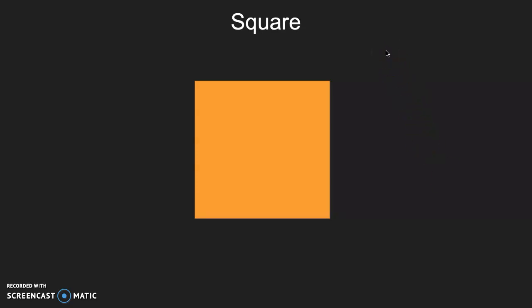Next is a square. This square is two-dimensional. We can see that it is flat, so we would not be able to pick it up. We can also count how many sides a square has. 1, 2, 3, and 4, with 4 angles.